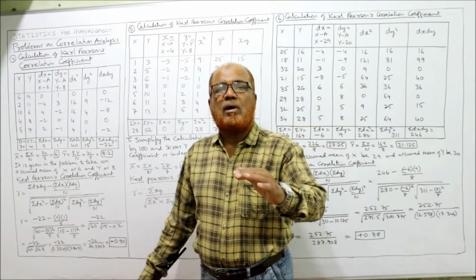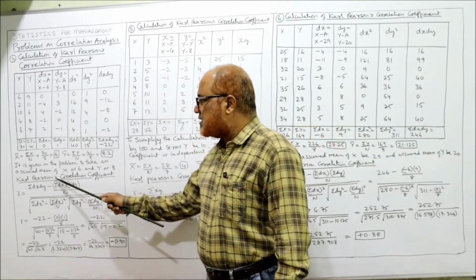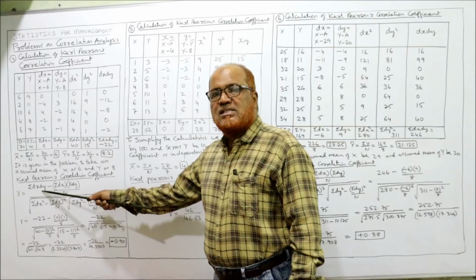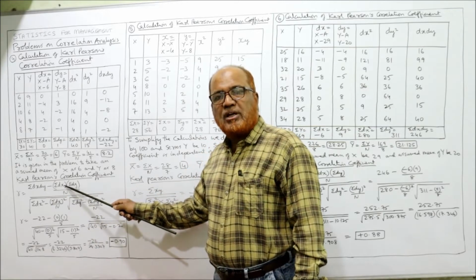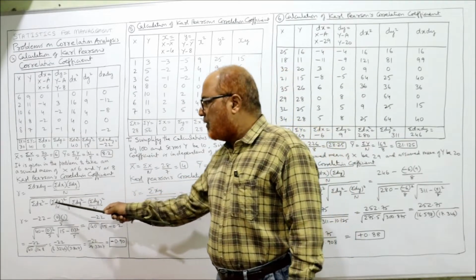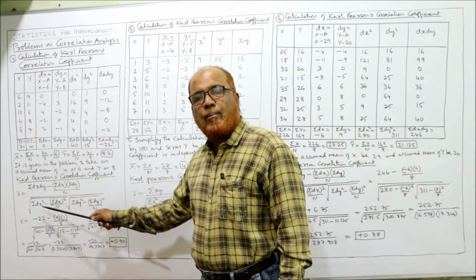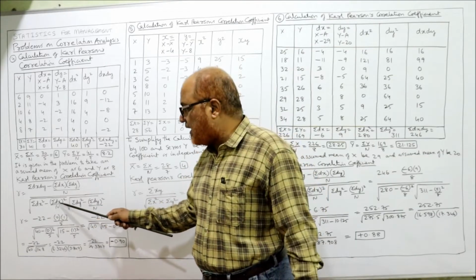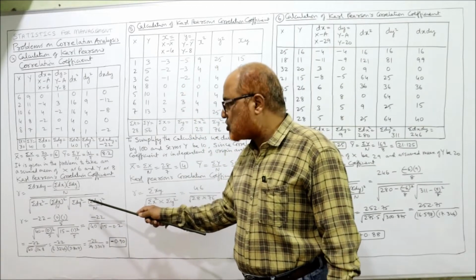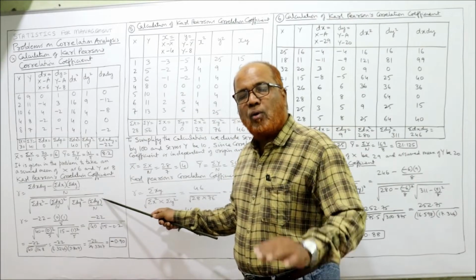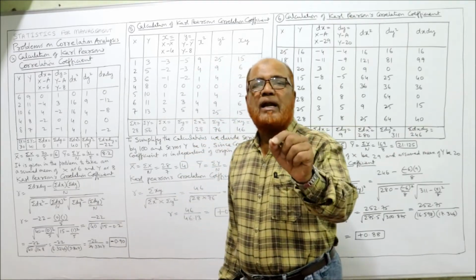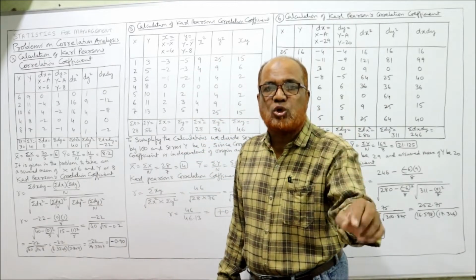Now remember the formula. The formula will get changed. Karl Pearson's correlation coefficient, r is equal to summation dx dy minus summation dx into summation dy by n. This is the numerator. Denominator: square root of summation dx square minus summation dx whole square by n, similarly, summation dy square minus summation dy whole square by n. This is the formula which is applied when deviations are taken from assumed mean.